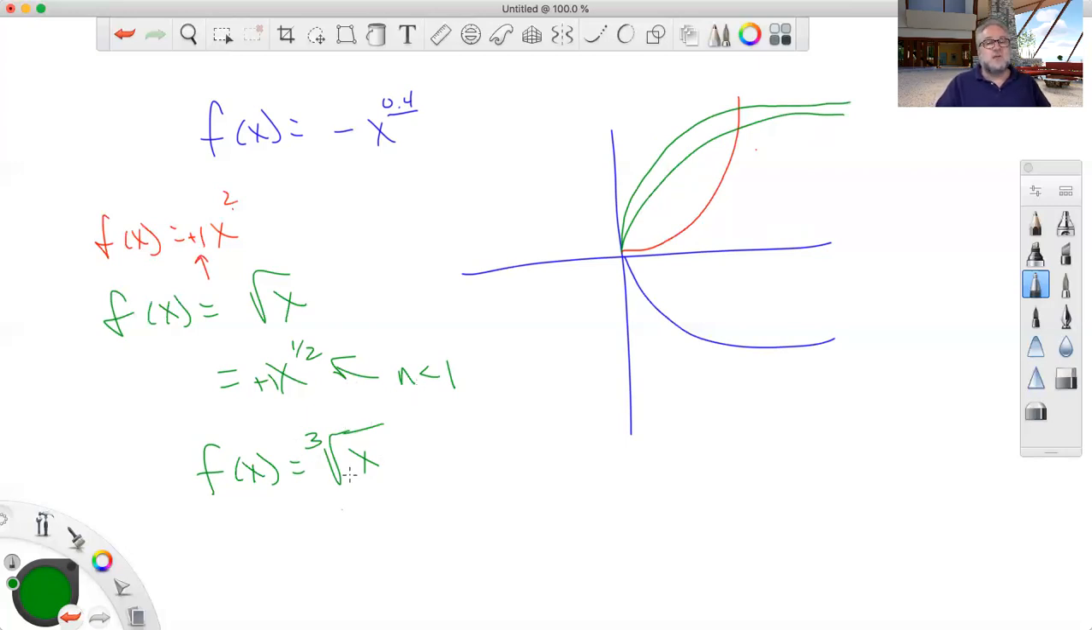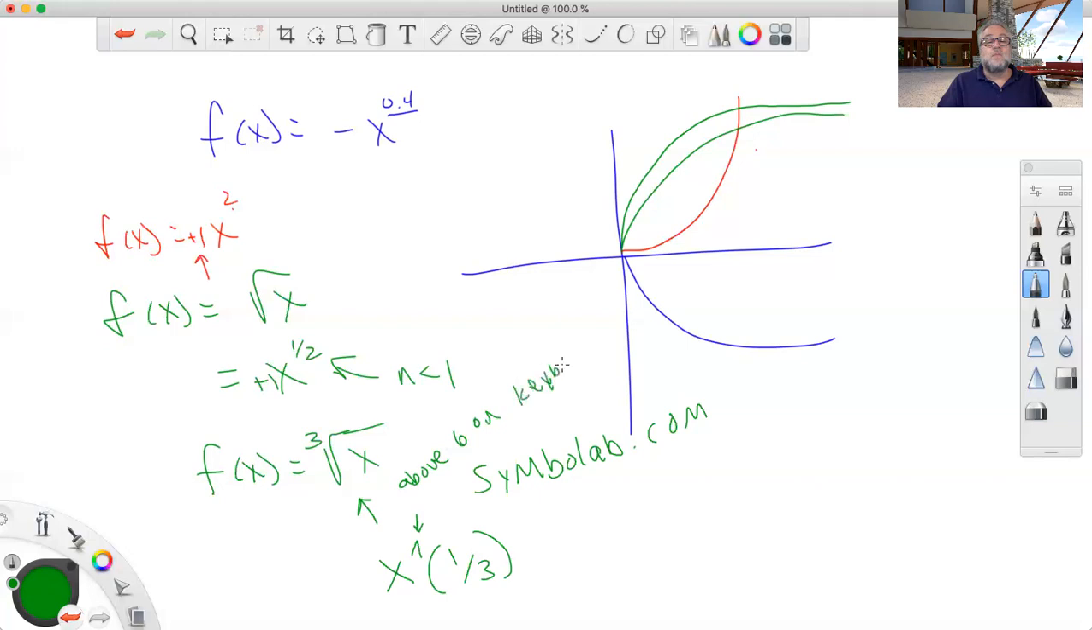And the fact is, you could just plot those in SymbolLab. And if you were going to plot this in SymbolLab, you would do x caret 1/3. You've got to put 1/3 in parentheses. This caret sign, which is above the 6 on your keyboard, means exponent. And what follows next is an exponent.